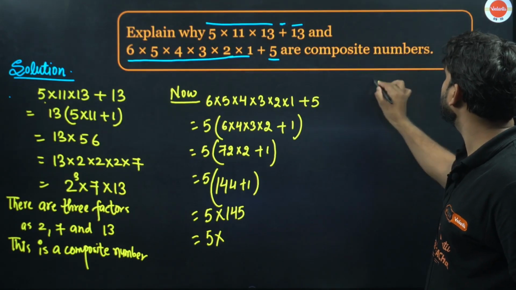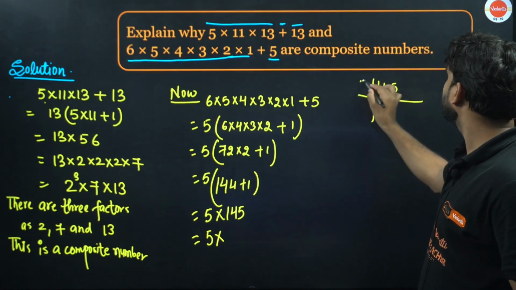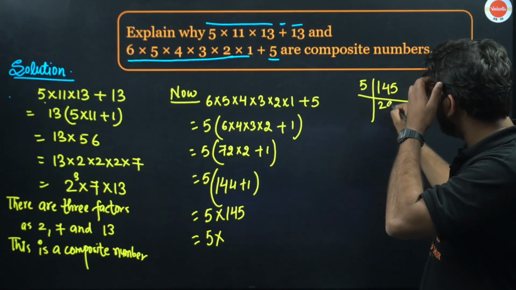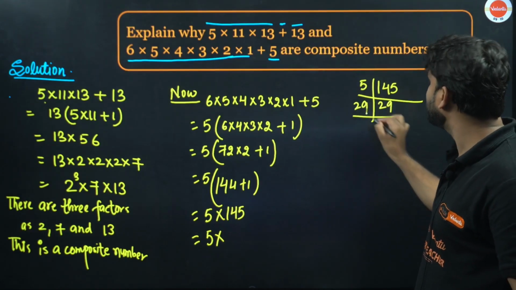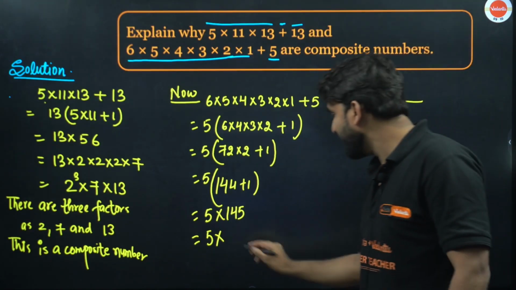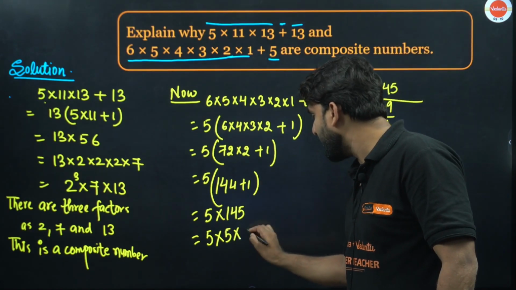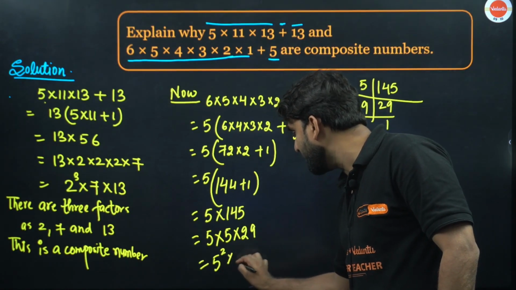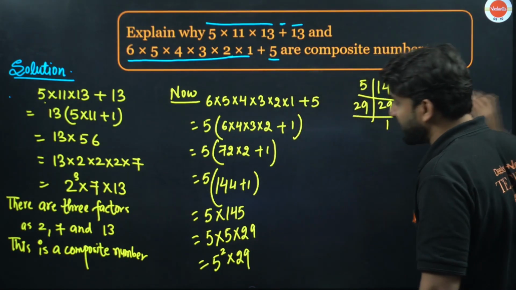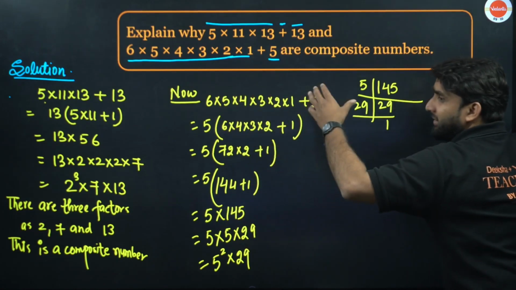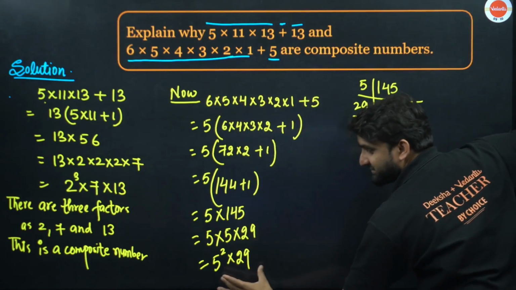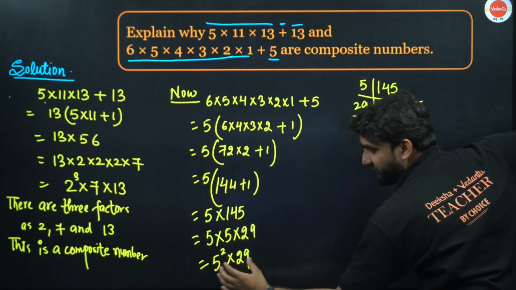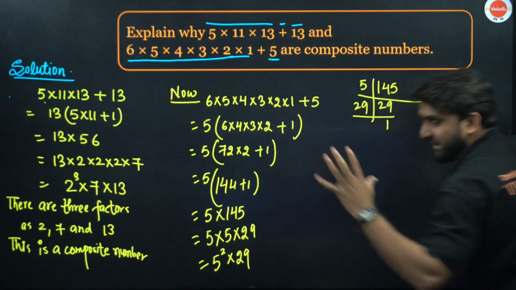So on taking LCM of 145, this is 5, 5 to the 5, 9 to 45, and 29 is itself a prime number. So 5 into 29. So 145 can be written as 5 into 29. Can you see here, my dear champion, on solving this number, we are getting this product of prime factors. So we are getting 5 and 29 as factors.